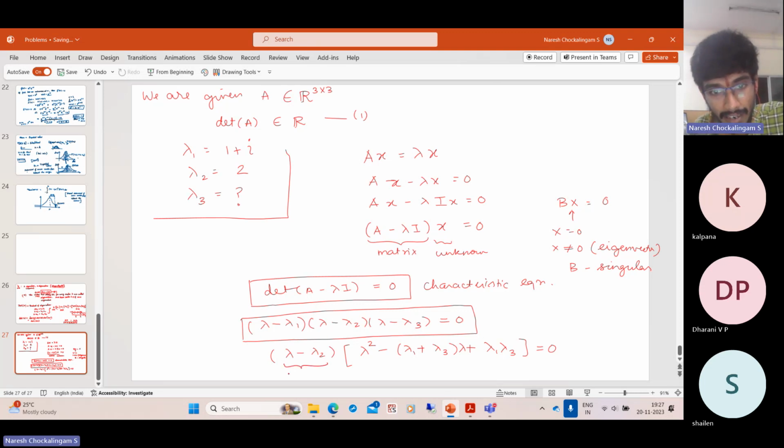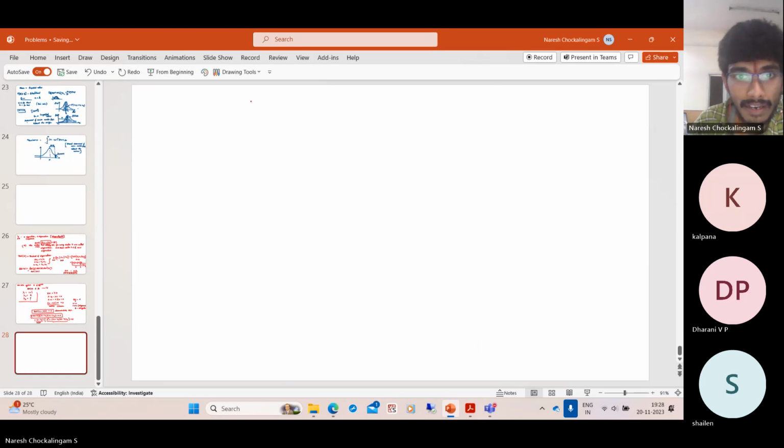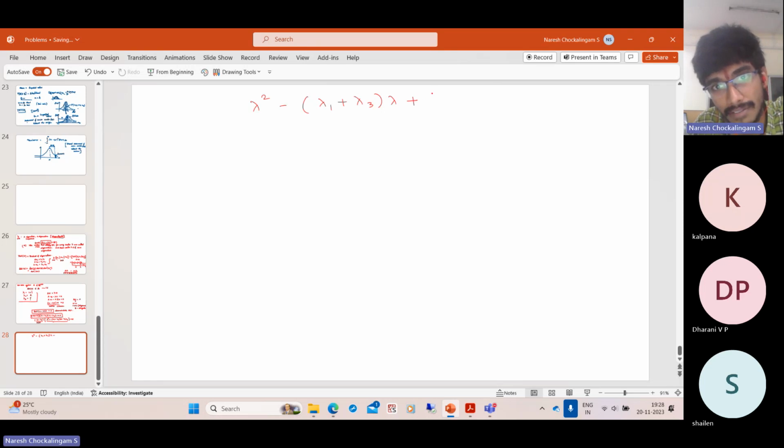Now this is real. Lambda minus lambda 2 is equal to 0. So lambda 2 is real, so lambda equal to lambda 2 is one solution. Let us only look at this other part. From the characteristic equation, we have lambda square minus (lambda 1 plus lambda 3) into lambda plus lambda 1 lambda 3 equal to 0.